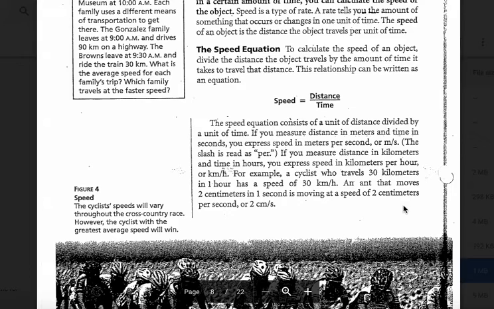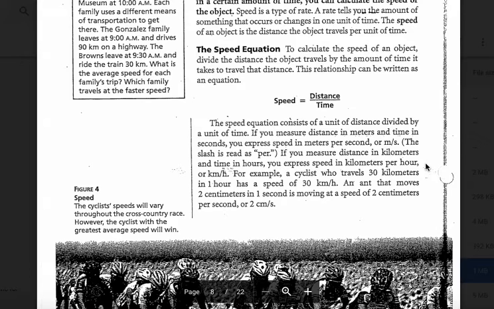The slash is always read as per. You could also read it as divided by if you're thinking mathematically, right? Meters divided by seconds, distance divided by time. Meters is distance, seconds is time. But we would never say, oh, we're going 84 miles divided by hours. That wouldn't make sense, right? Oh, we're going 84 miles per hour. That's how we would say it. Although that would be fast. Don't do that. That would be speeding.